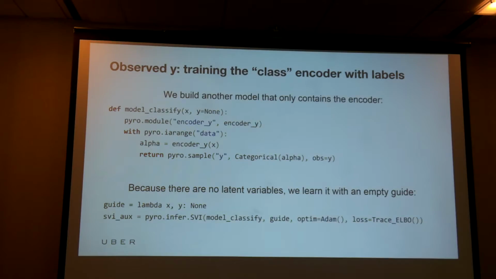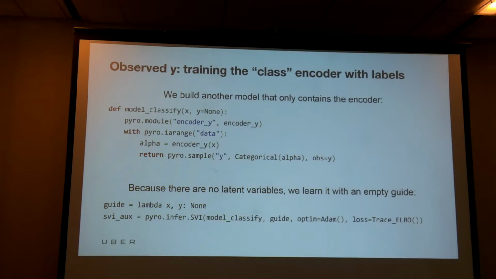And so what we'll do is build an auxiliary model. In addition to having the classifier live within the guide, we'll explicitly train another model that only contains our classifier, our encoder, and we'll train that on our labels when we have them.